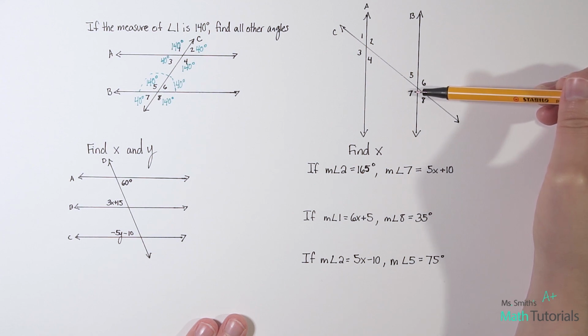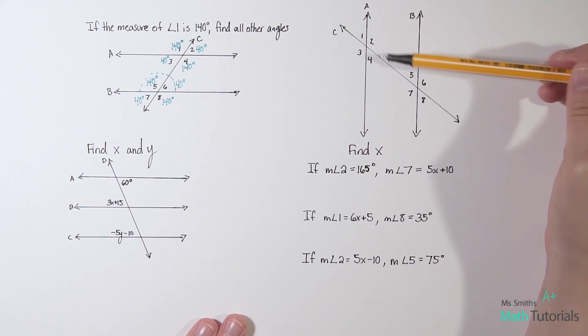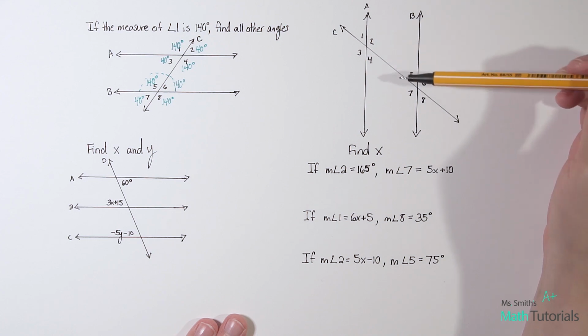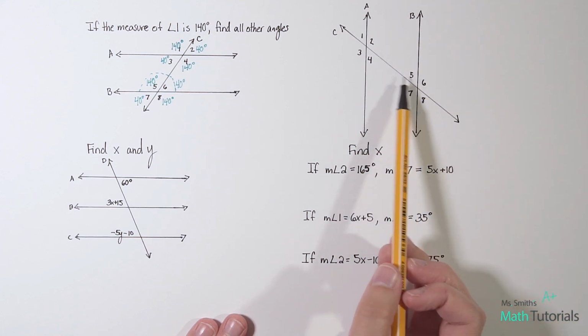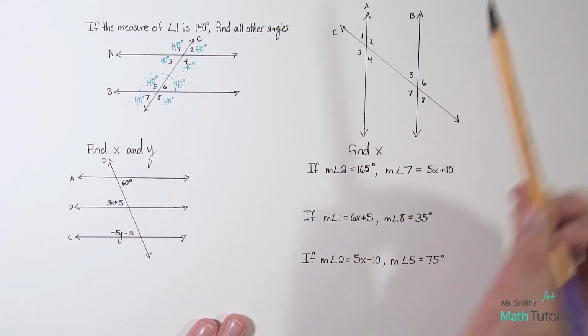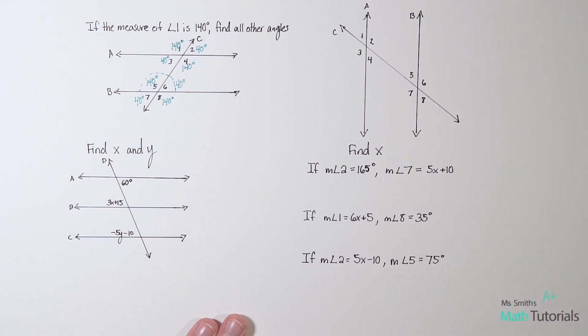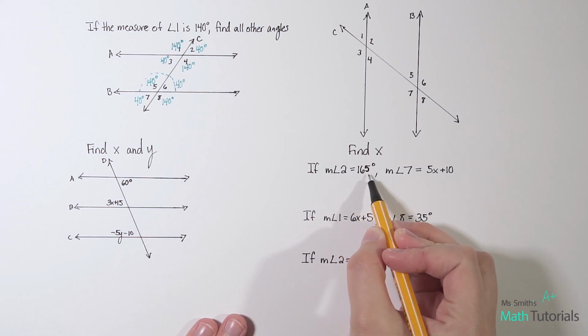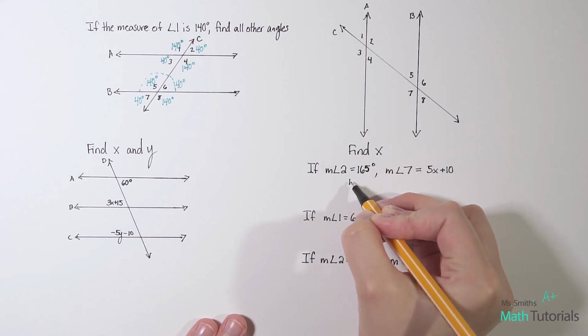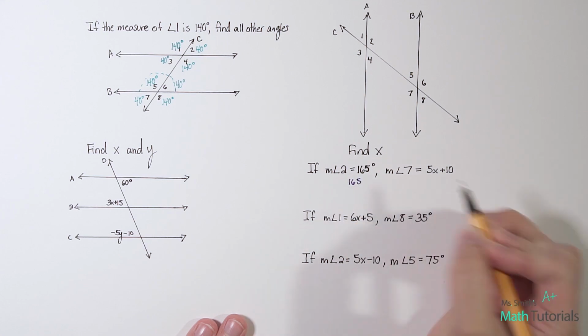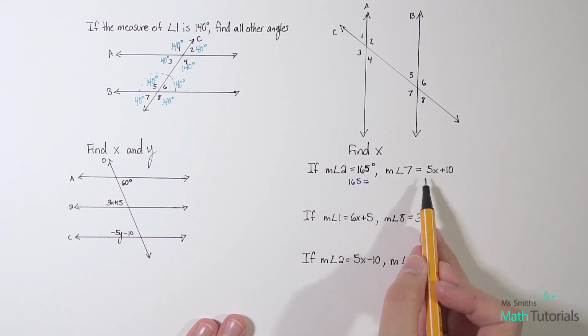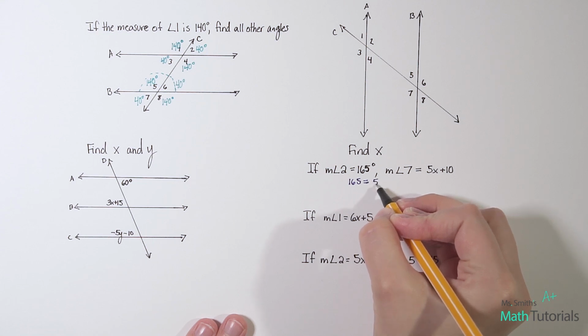Okay, so what I need to recognize is what is the relationship between 2 and 7? Well, they're on the interior side of these parallel lines. They're on the inside, okay? And they're on opposite sides of that transversal. So that tells me these are alternate interior angles. And what do I know about alternate interior angles? Well, they're congruent. They're equal to each other. So what I can actually do is take this measure of angle 2, 165, and set it equal to 5x plus 10.